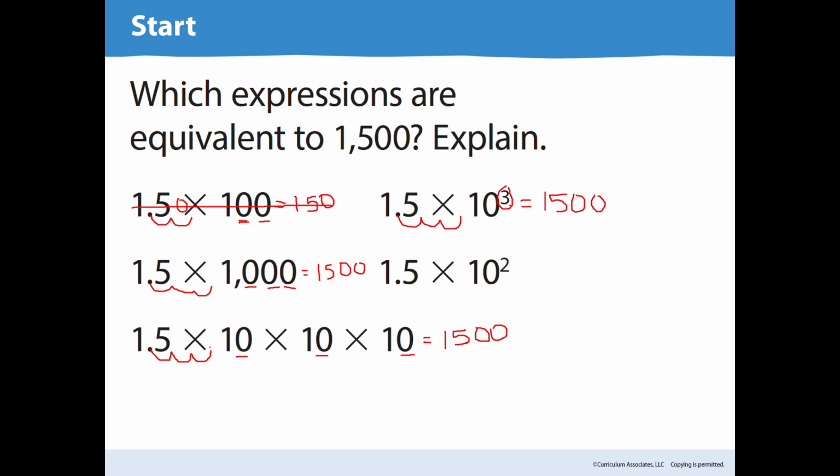All right, I know if the 3 works, the 2 probably is not. So that tells us we're going to move our decimal 2 places to the right. 1, 2, there's a 0 there. 150 does not work, so we're going to cross that one out. Hopefully you got the same answers I did.